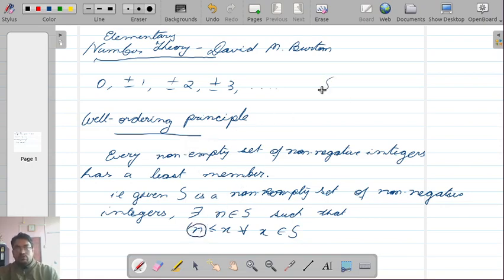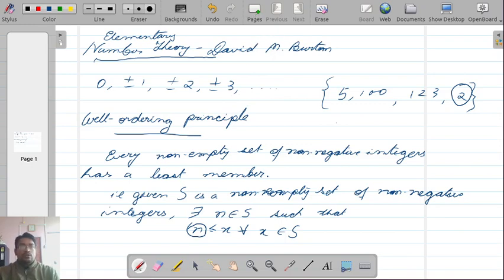Suppose you are given some set, something like 500, 123, 2. What is the least element here? The least element is 2. The well ordering principle says, for a finite set it's obvious, you take the minimum element. But it says that not only for a finite set, if you are given an infinite set of non-negative integers also, you will have some least member. That property is called the well ordering principle. We will use this property to prove certain important results of number theory.